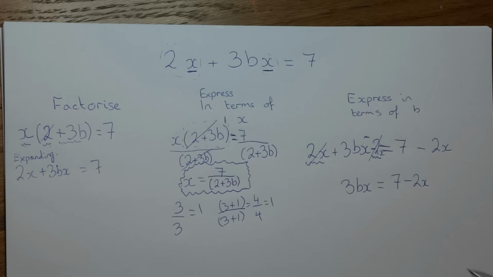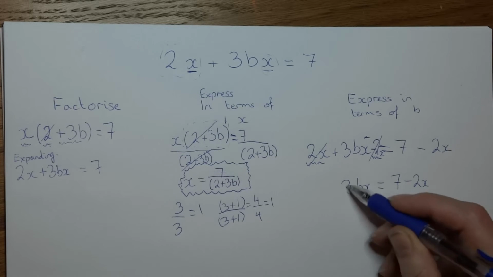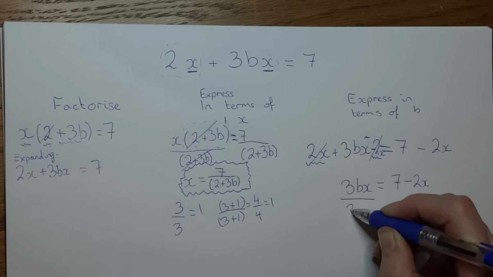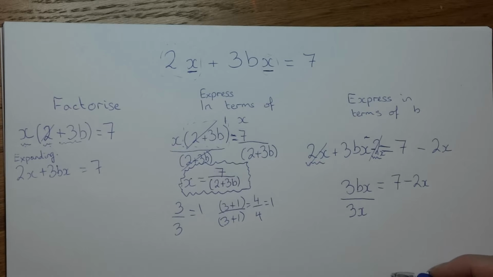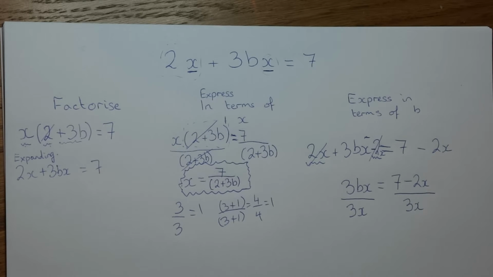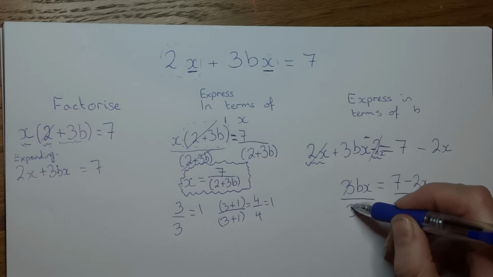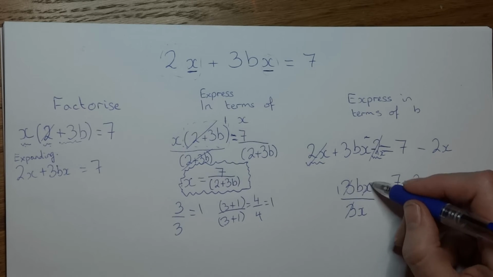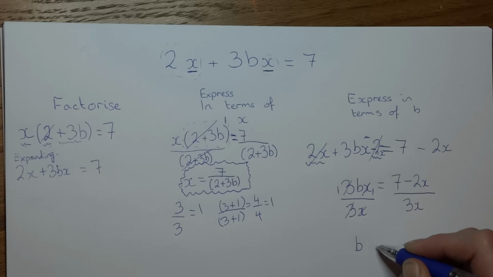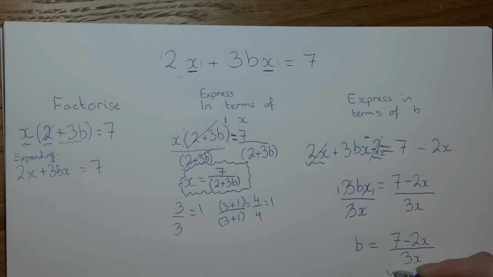What can I do now? Well, I want b by itself. I don't want to know what 3bx is. I would like to know what just b is. If I divide this side of the equation by 3 lots of x, I have to divide the other side of my equal sign also by 3 lots of x. Now, why on earth am I doing that? Well, we know that 3 divided by 3 is 1, and we know that x divided by x is also 1. So we get 1 times b times 1, that's the same as just b. So I now have just b on my left-hand side equals 7 minus 2x, all divided by 3x. And that's the simplest form that we can have of that equation.